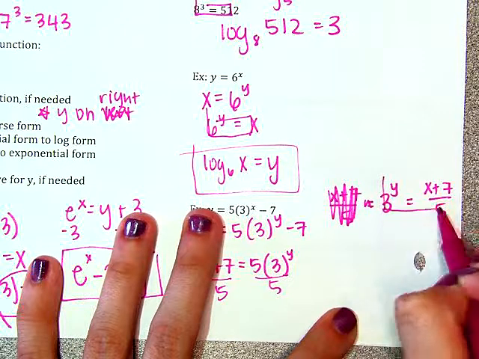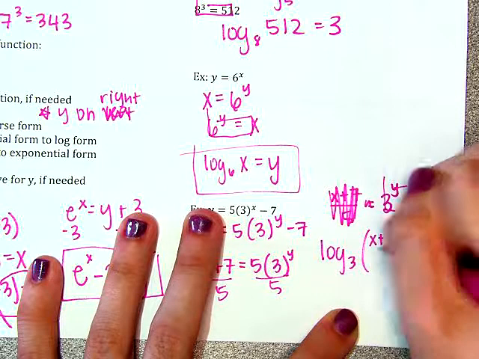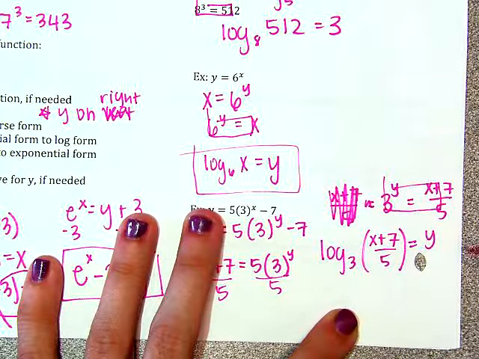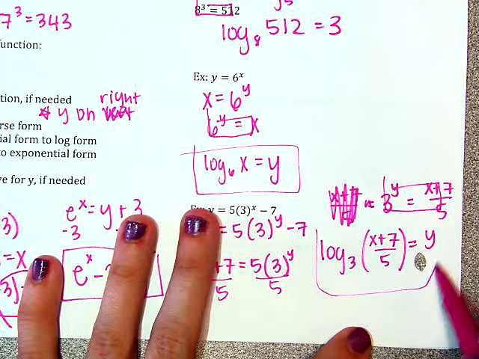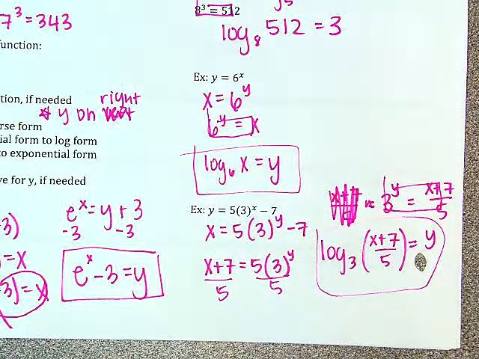Because now I can do log base 3 of x plus 7 over 5 equals y. And there you go. I ran out of room. The y is by itself, so it's good.